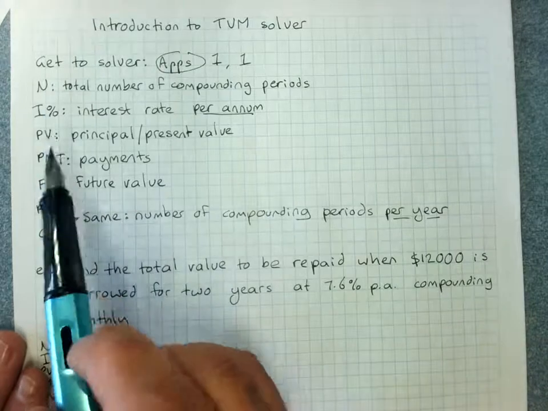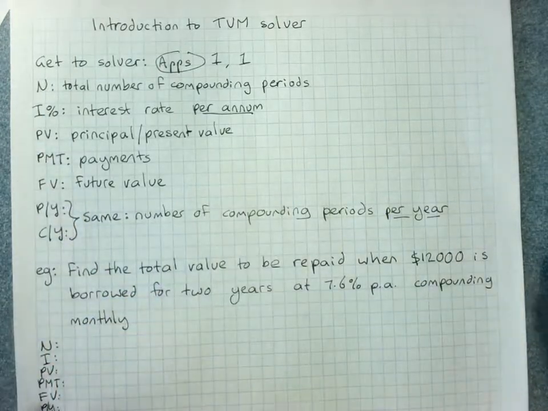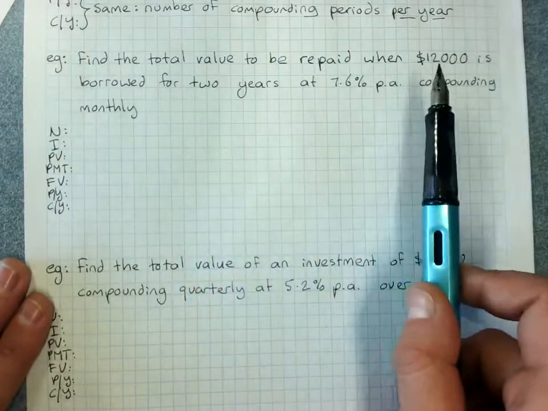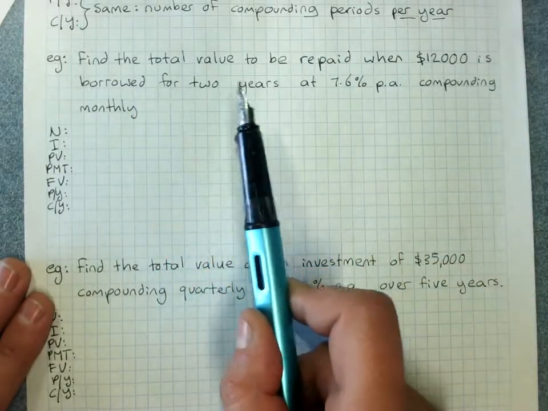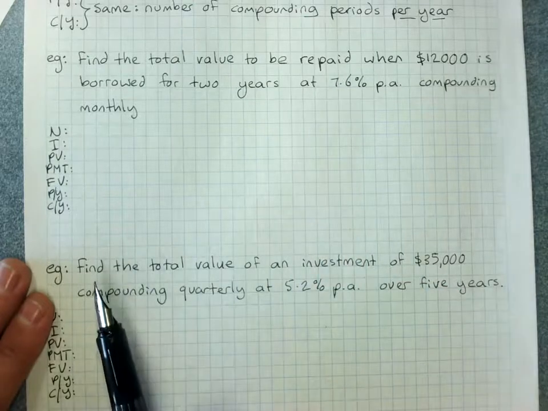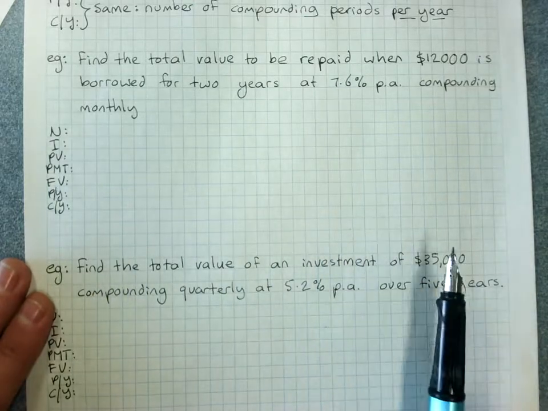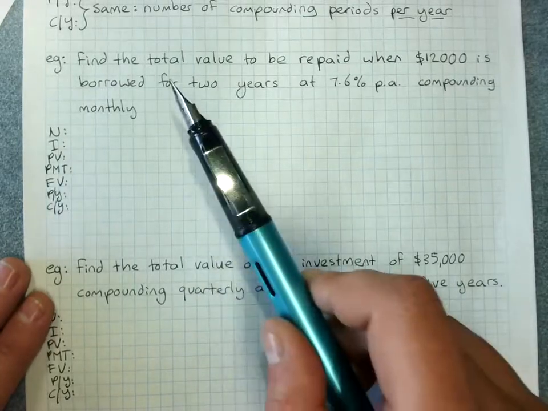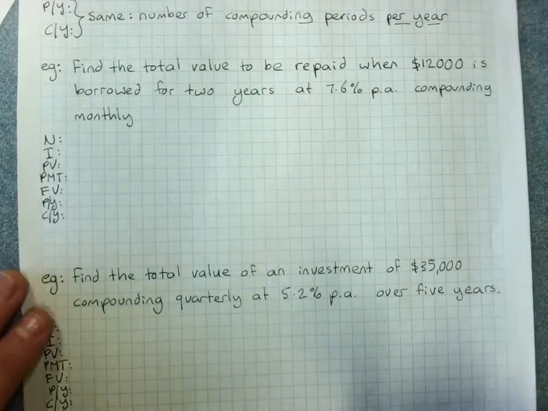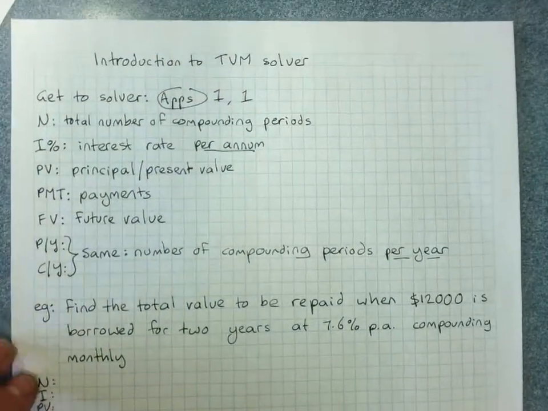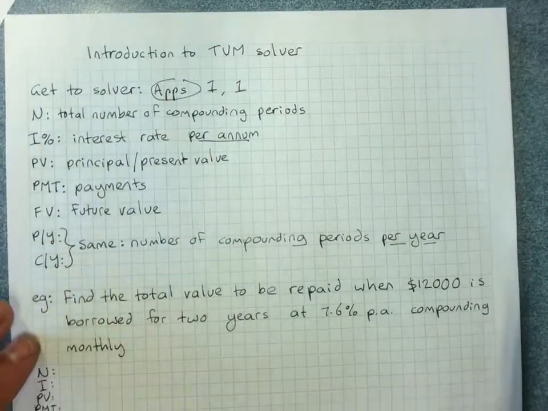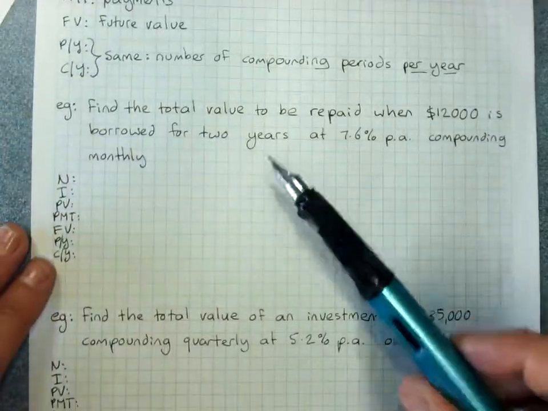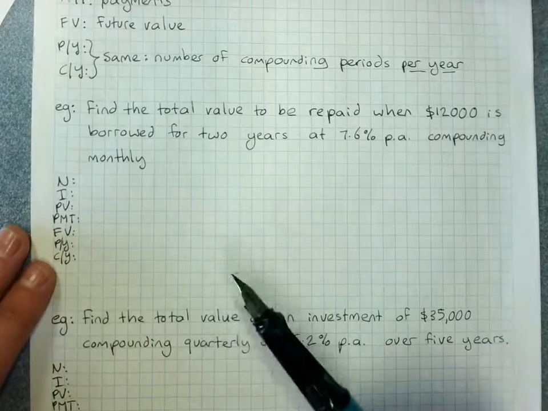Now, what I wanted to say about the principal is, if we look at these two problems that we're about to tackle, this one I've borrowed 12,000 and I want to know how much I'll have to pay back. This one I've invested 35,000 and I want to know how much I'll get back. So these are opposites. They're opposite scenarios. And in maths with opposites, especially when we're borrowing money, something's going to have to be negative somewhere. Because I can't mathematically treat these both as being positive.